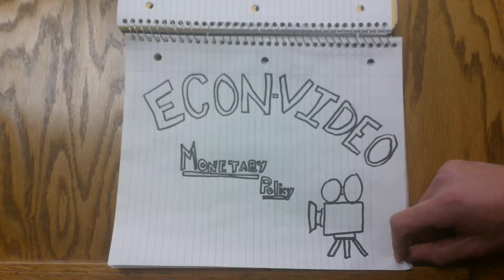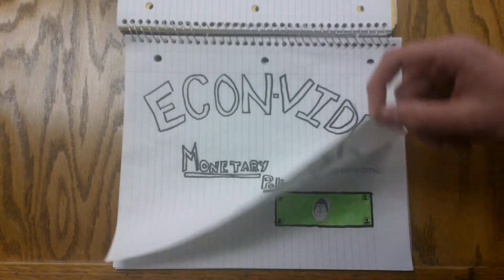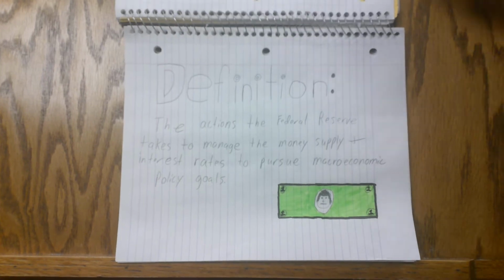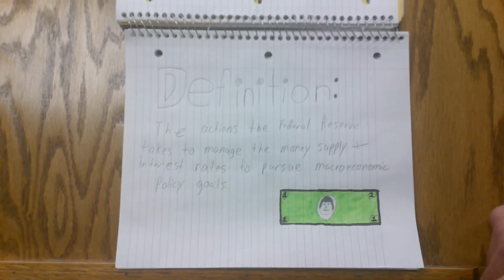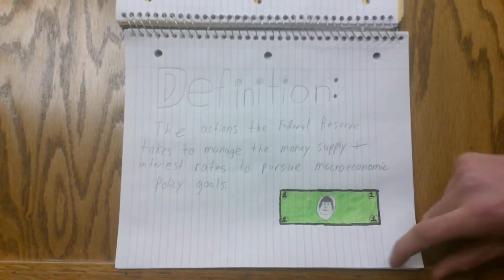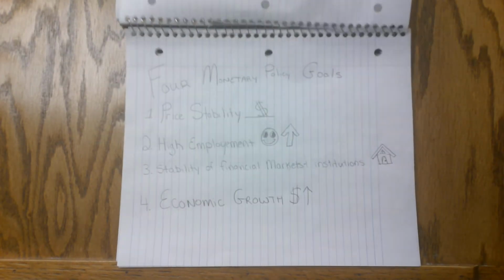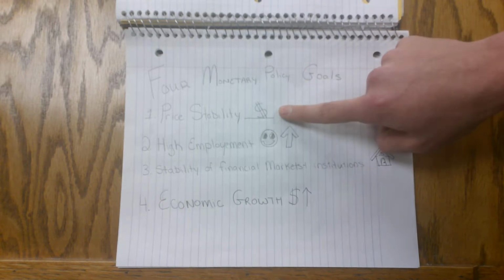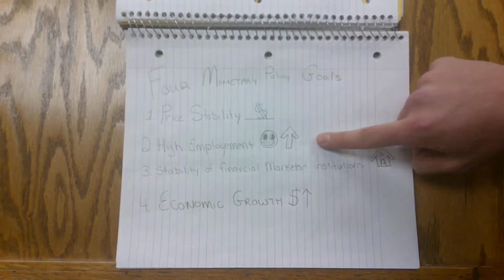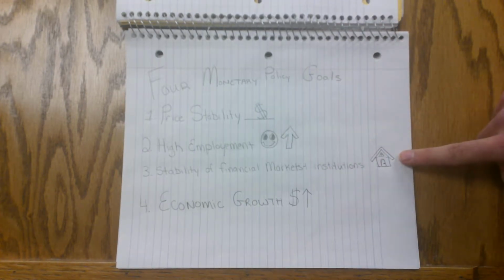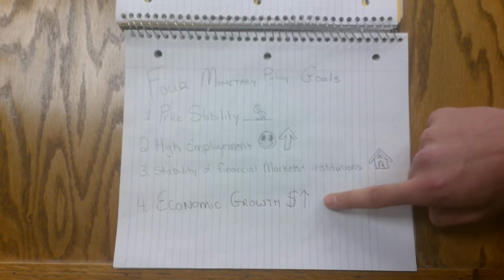This is our macro video on monetary policy. Monetary policy is the action the Federal Reserve takes to manage the money supply and interest rates to pursue macroeconomic policy goals. The four main goals for monetary policy are price stability, high employment, stability of financial market institutions, and economic growth.